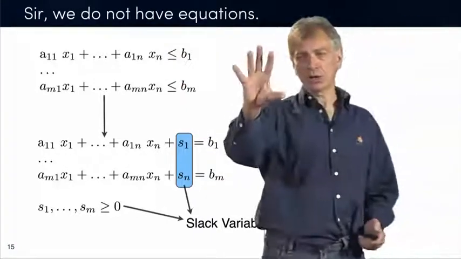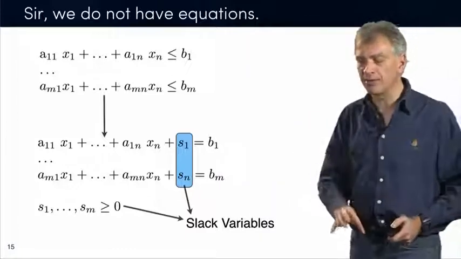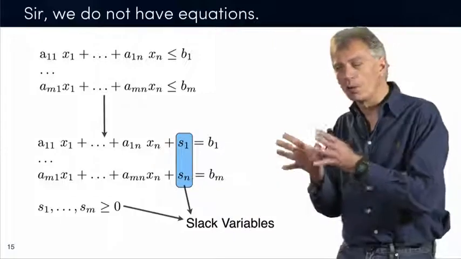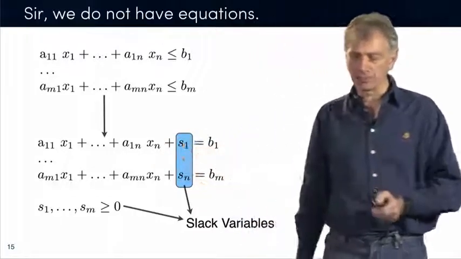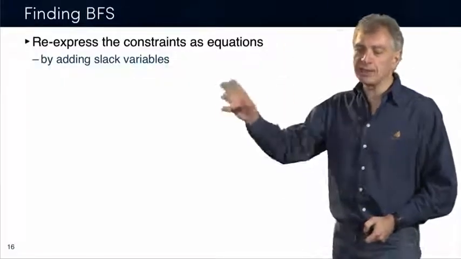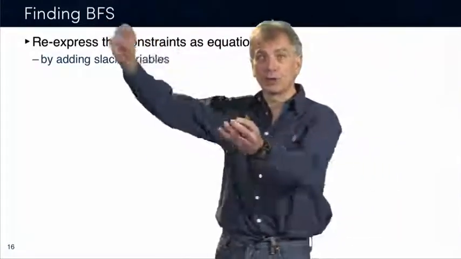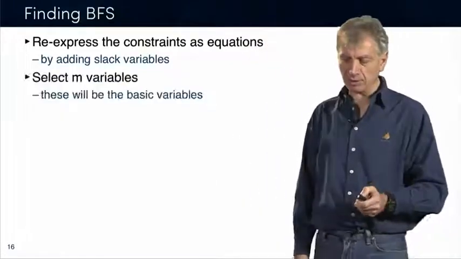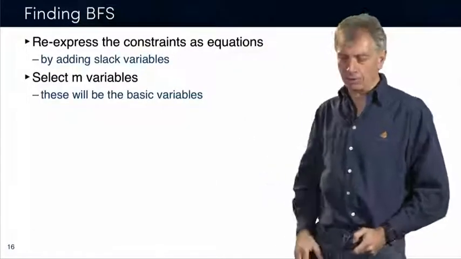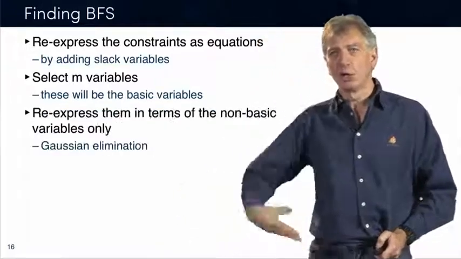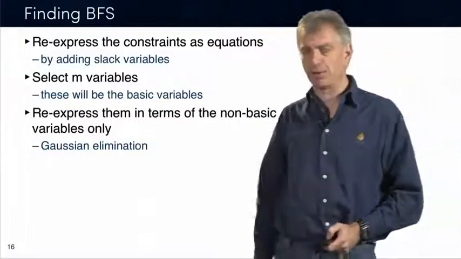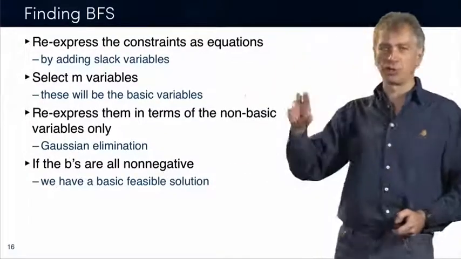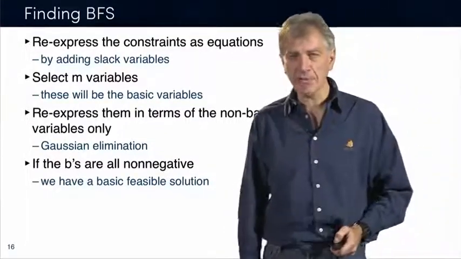So if you have a linear program with inequalities, you can transform these inequalities to equations, and that's what we want to do when we are actually implementing this method on a computer, right? Okay, so once again, to summarize, you start with your linear programs, you take all these inequalities, you add slack variables and you have equations, and now you select m variables, so these are going to be the basic variables, you re-express them in terms of the non-basic variables, performing Gaussian elimination, and then if all the b's are non-negative, you have a basic feasible solution. You have a beautiful, fantastic spot.